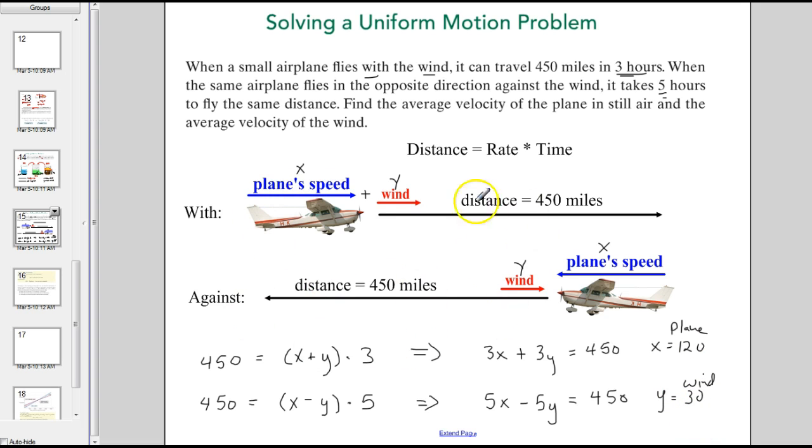So a quick visual, it doesn't hurt to sketch a picture, but also, we're in this section where we're doing systems of equations, so you're also going to set up some systems to be able to solve these problems.